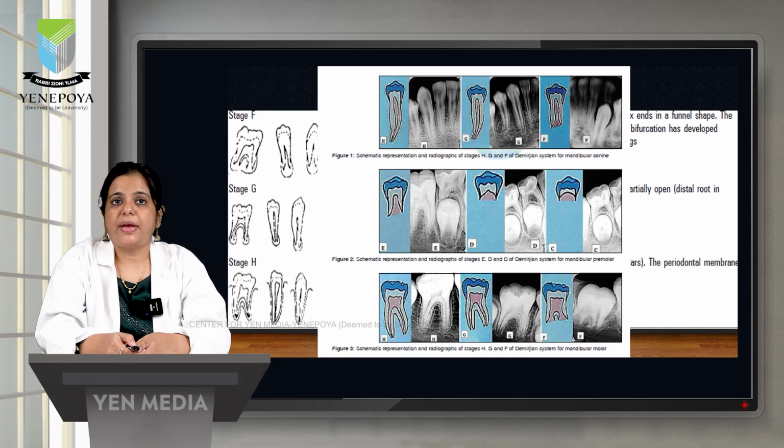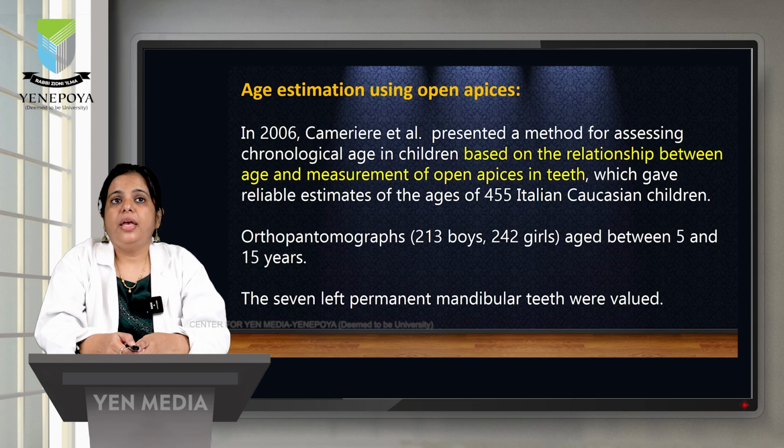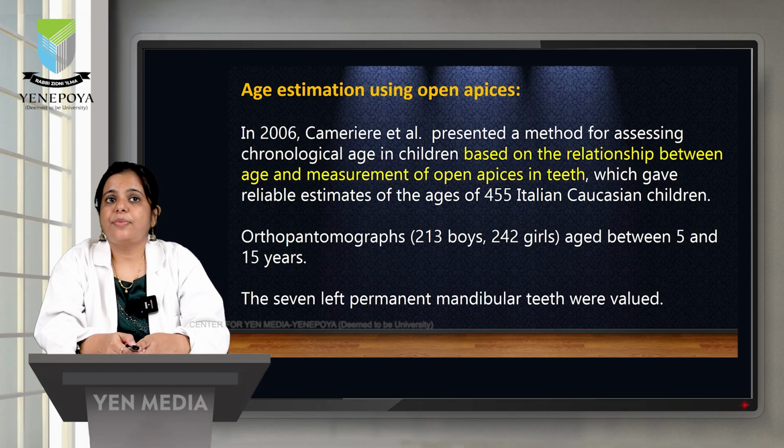These are the schematic representations of the various radiographic stages of H, G and F in Figure 1. Figure 2 depicts stages E, D and C. These are the separate score tables based on the development stage for boys and girls, which is given by Demirjian separately. Age estimation using open apices is another method, wherein in 2006, Kammerer et al.